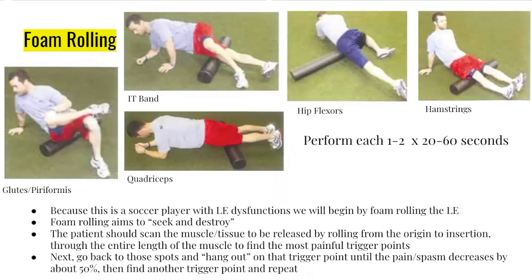The patient should scan the muscle or tissue to be released by rolling it from the origin to insertion, all the way through the entire length of the muscle, to find the most painful trigger points. Next, go back to those trigger points and hang out on that spot until the pain or spasm decreases by 50%. Then find another trigger point and repeat. You can do this on the glutes, the IT band, quadriceps, hip flexors, and hamstrings.